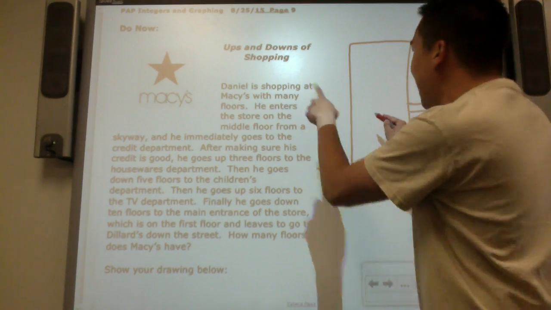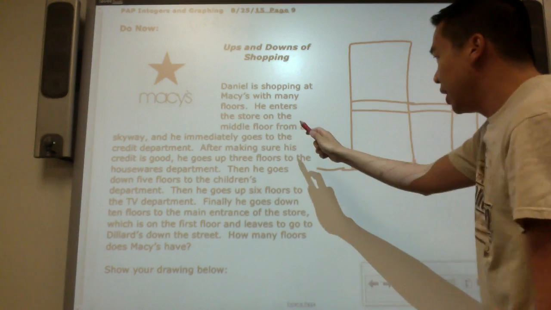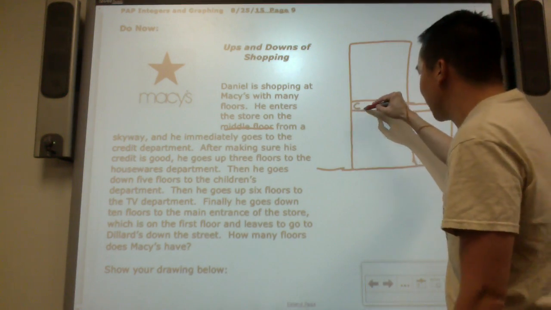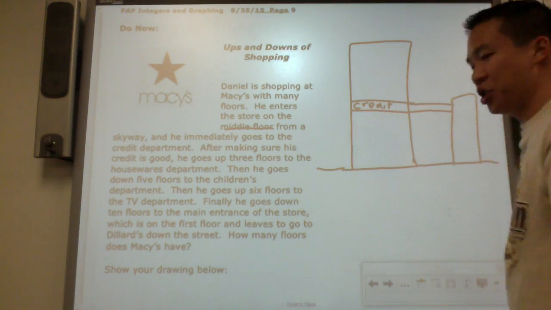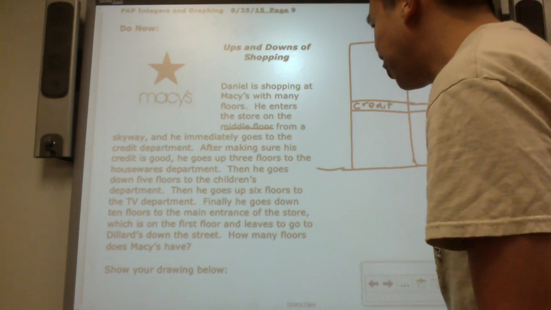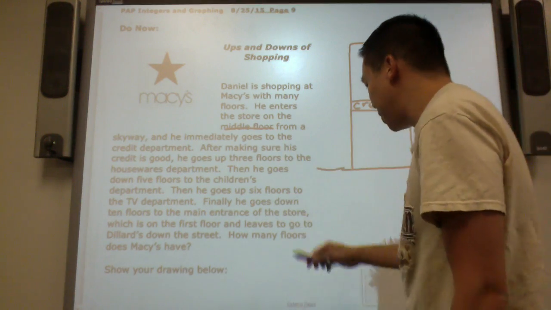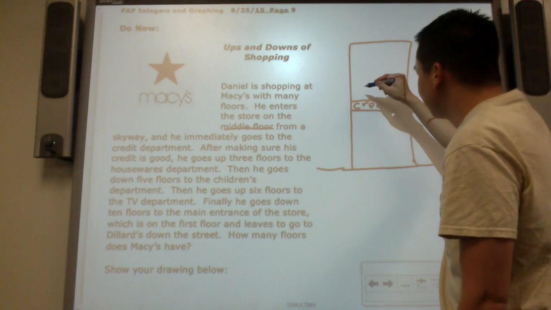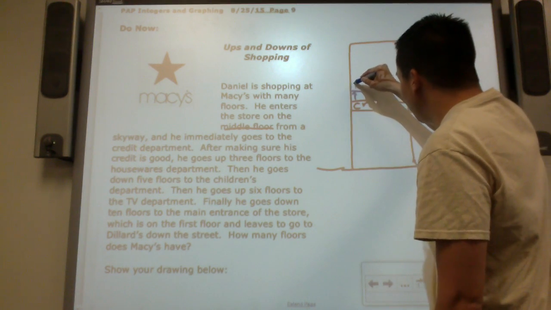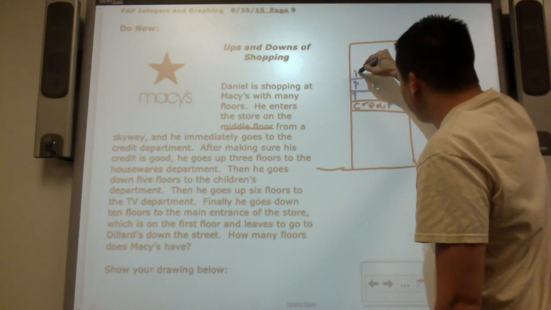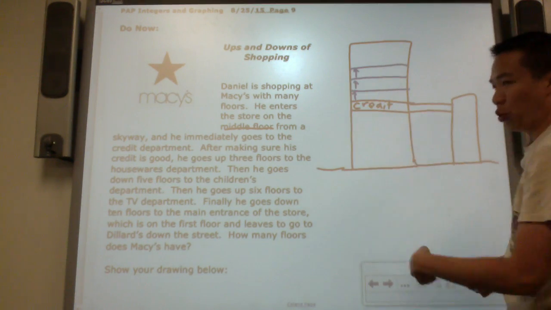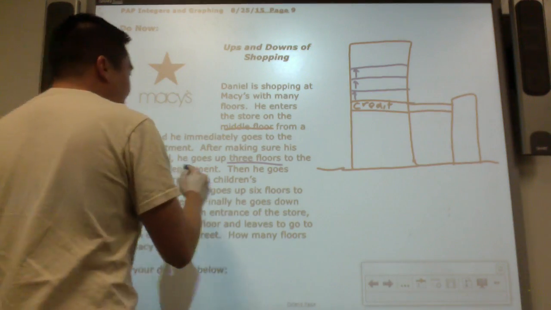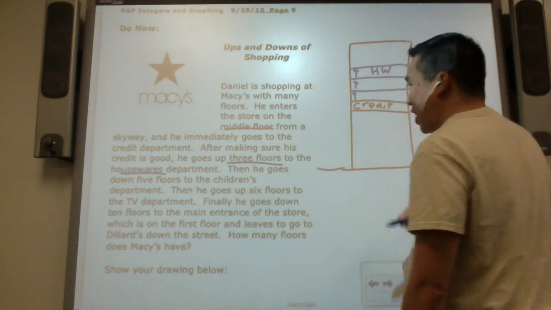So Daniel enters the middle floor from a skyway and he immediately goes to the credit department. So this is the credit department. This floor is where you get credit. After making sure his credit is good, he goes up 3 floors to the houseware department. So he goes up 1, he goes up 2, he goes up 3. Do you notice how I counted the next floor? So it goes up 1, 2, 3, up 3 floors to the houseware department. I'm going to abbreviate it with HW.